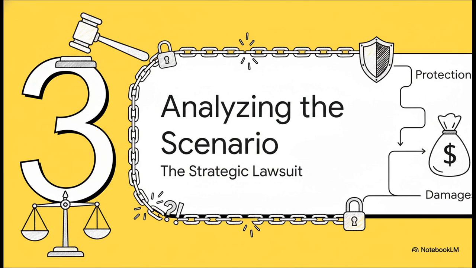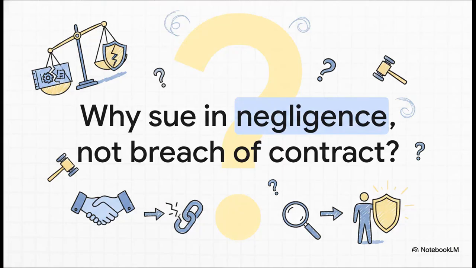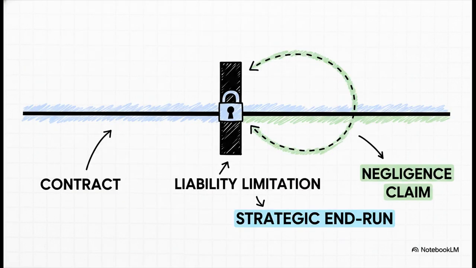So let's move on to part three, analyzing the scenario and really look at this strategic lawsuit. Think about it for a second. The engineer made a design error, so they clearly breached the contract. Why not just sue for that? What's the clever reason for bringing a negligence claim instead? It's a strategic end run, plain and simple. The owner's lawyer is making a very specific argument. They're saying the engineer's mistake wasn't just a simple contractual boo-boo, but a breach of their fundamental professional duty of care, a tort.